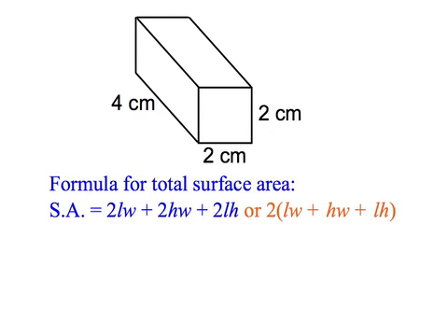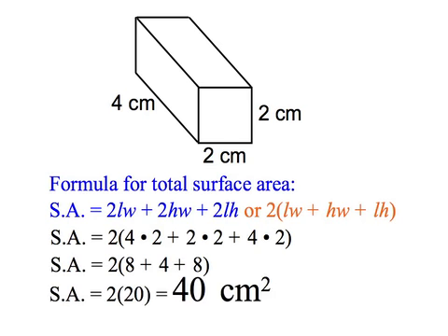Well, the other way to do it is to use the formula, and we plug a 2 in for both H and W, and we plug 4 in for L, and we do the arithmetic. We end up with 2 times 20 or 40 square centimeters. So whether we use the net or the formula, the answer is the same. The surface area for this box is 40 square centimeters.